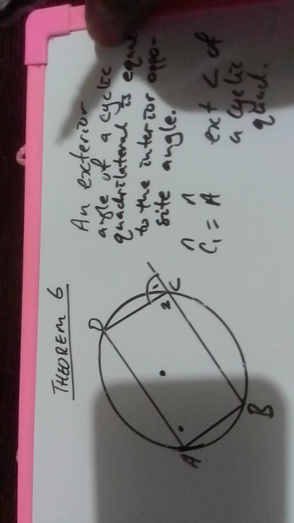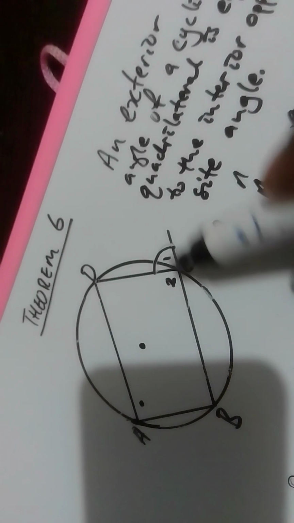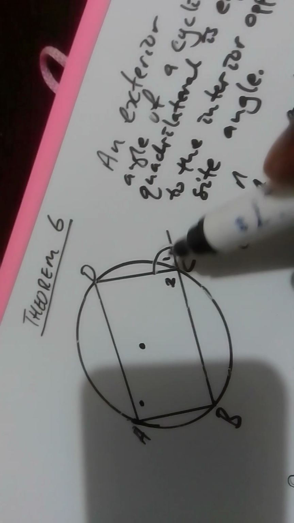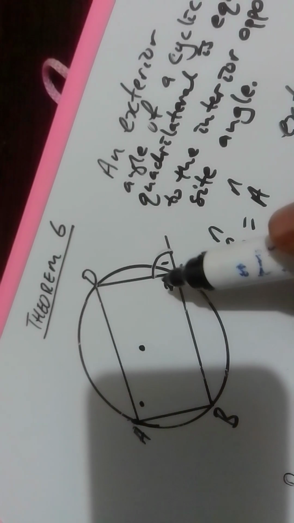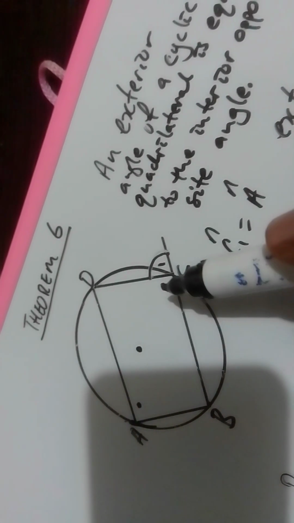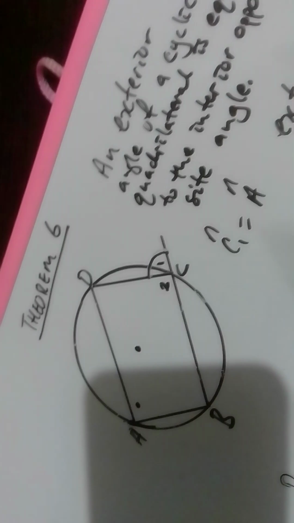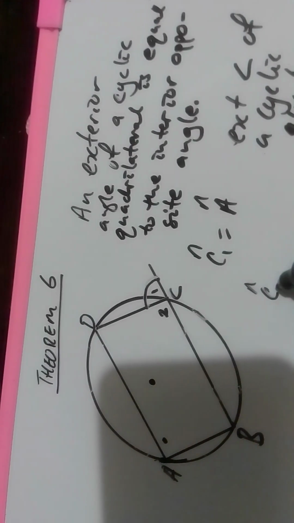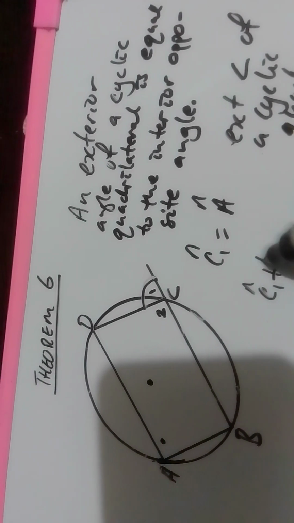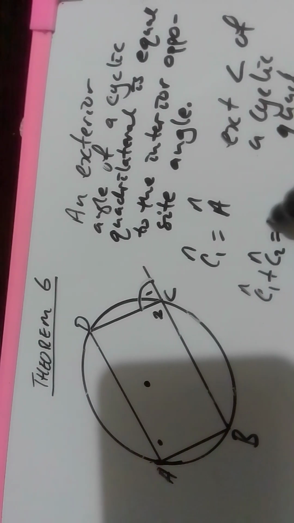Angle A is equal to angle C1. But observe one thing about this angle C1. Where is angle C1 found? It's found on a straight line. And remember, what do we have? We've got two angles here, which means that angle C1 plus angle C2 add up to 180 degrees. Let's not forget our work from straight lines. Angle C1 plus angle C2 is equal to 180 degrees.